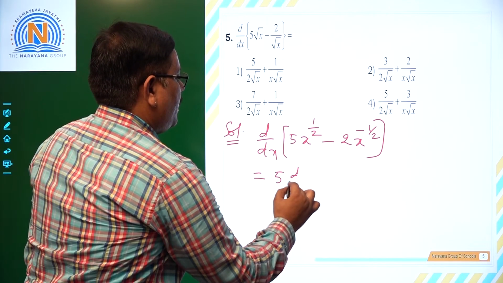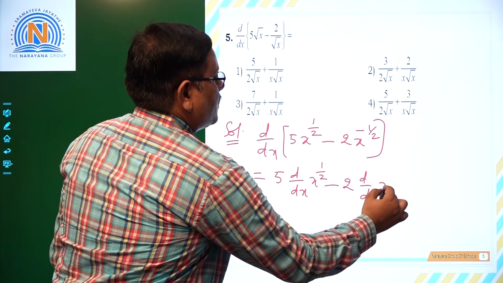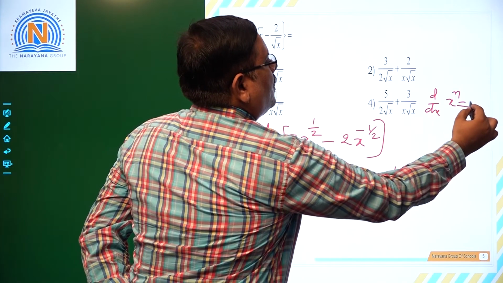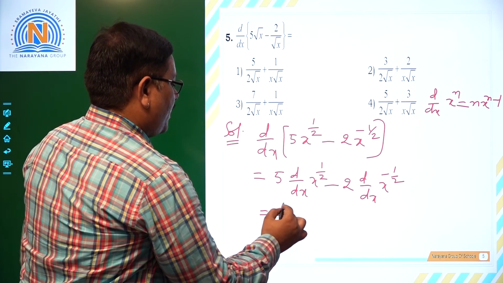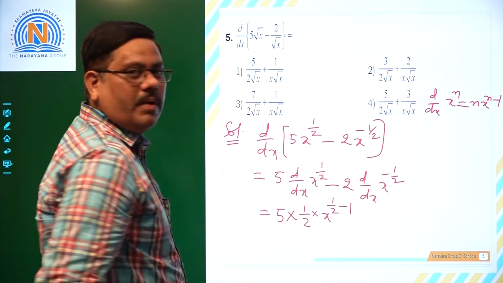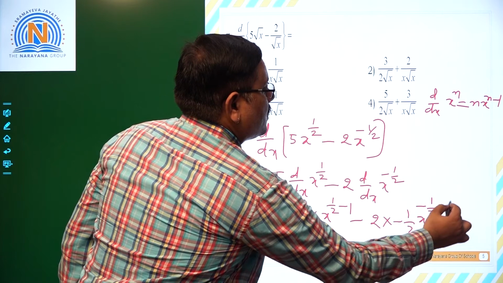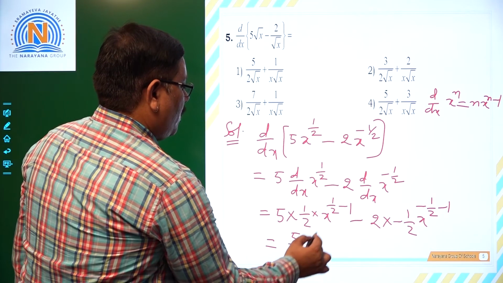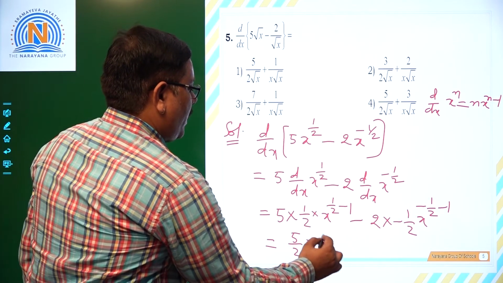So 5 into d by dx of x power 1 by 2 minus 2 into d by dx of x power minus 1 by 2. Now, we have d by dx of x power n as n into x power n minus 1. Using that, we can write it as 5 into 1 by 2 into x power 1 by 2 minus 1, minus 2 into n into x power n minus 1. n is minus 1 by 2 here. If you simplify that, it is going to be 5 by 2 into x power 1 by 2 minus 1. 1 by 2 minus 1 is minus 1 by 2. So it is x power minus 1 by 2.